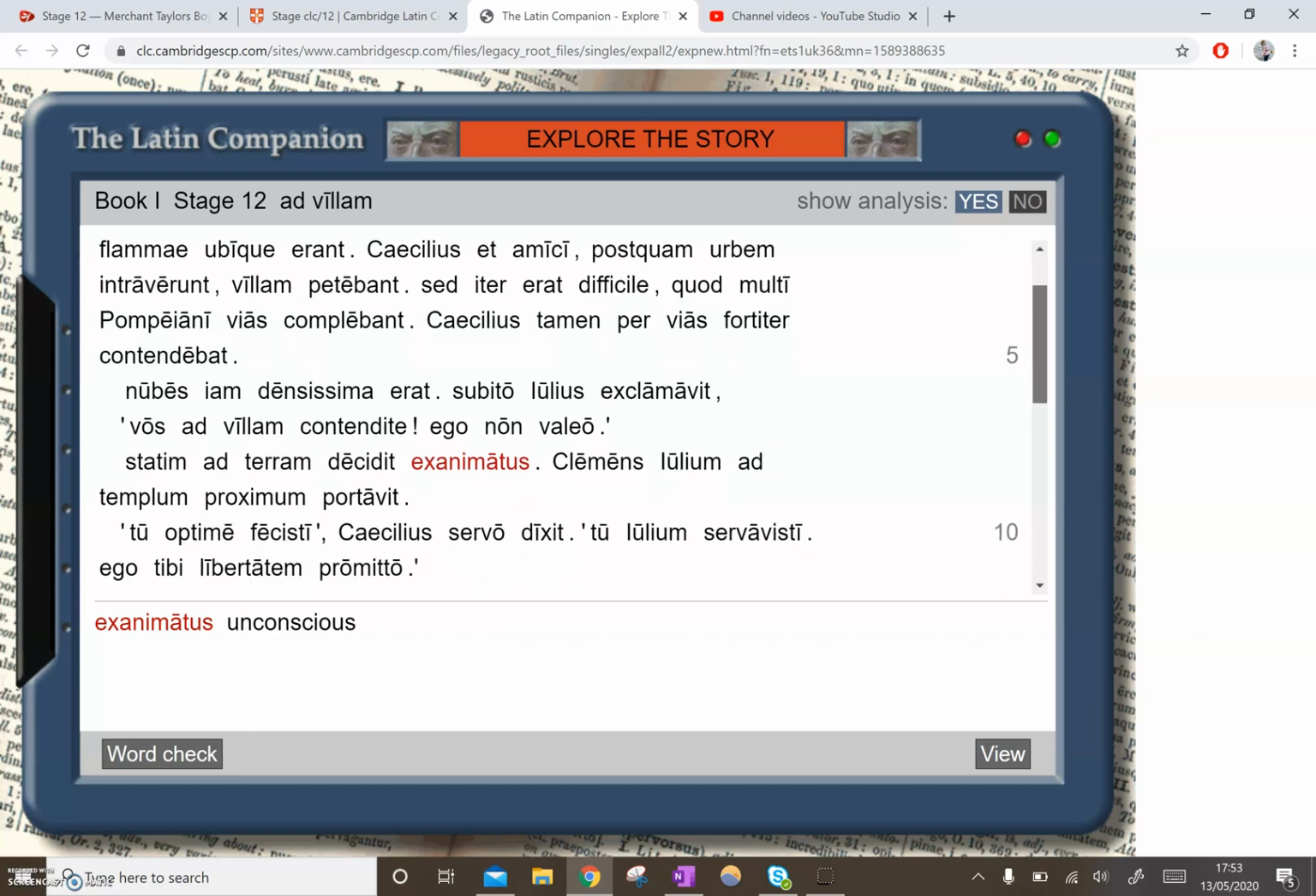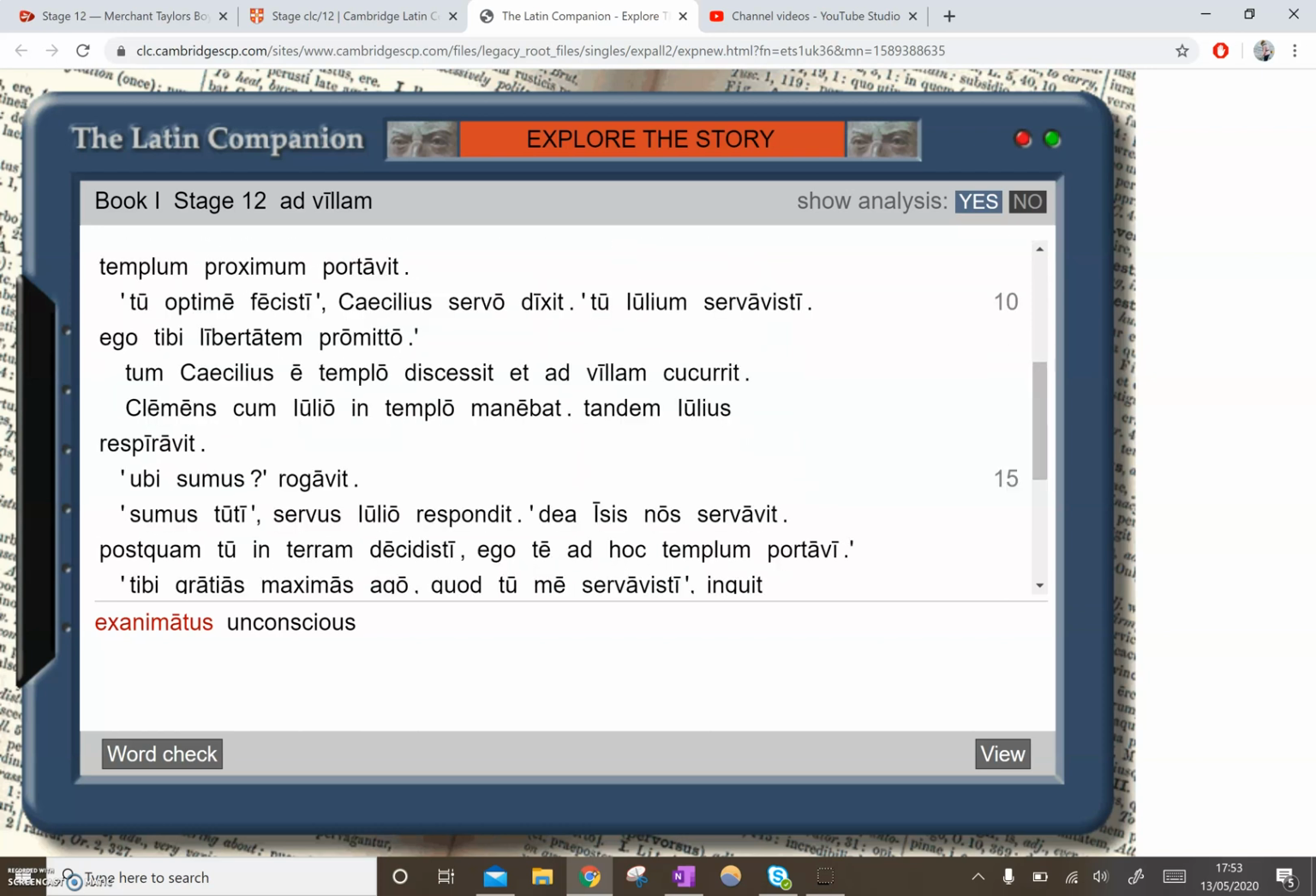Okay, so we can scroll down a little bit. So we're here, optime fecisti. You have done very well, Caecilius said to the slave. You saved Julius. Ego tibi libertatem promitto, the best line that a slave could hear from a master. I promise freedom to you. Tibi means to you. Tum Caecilius e templo discessit. Then Caecilius departed from the temple and ran to his house.